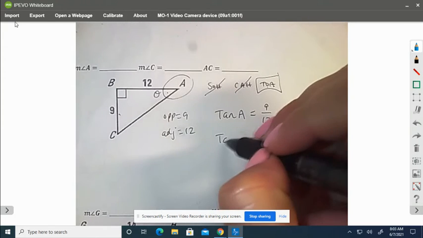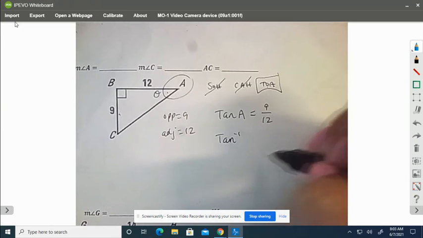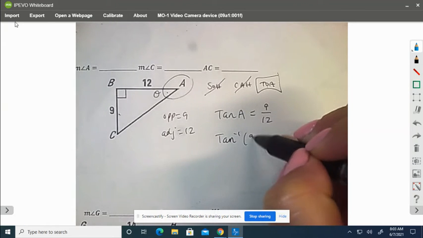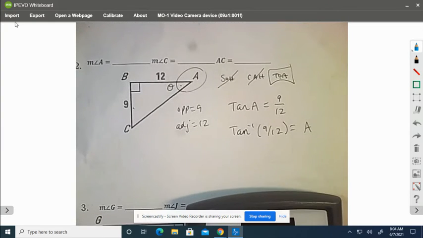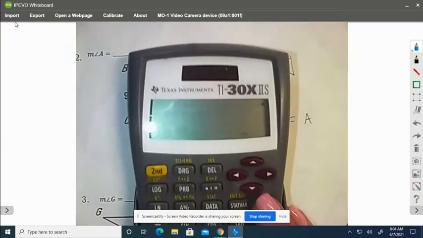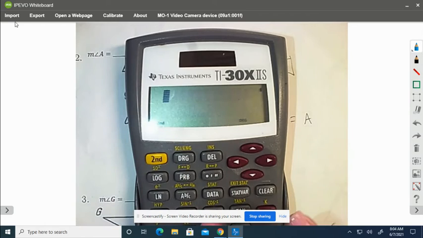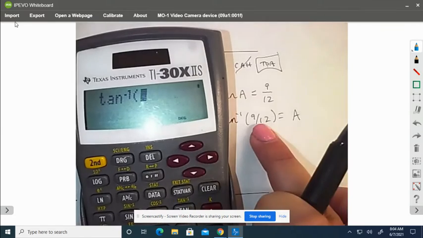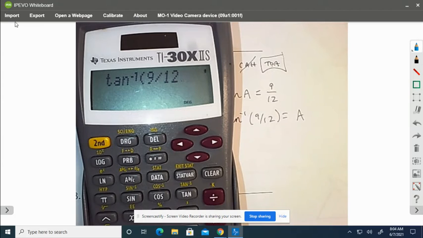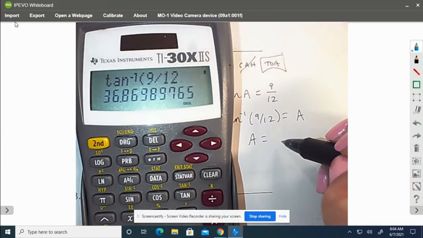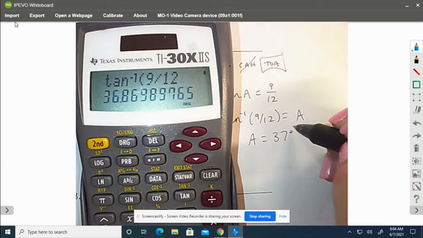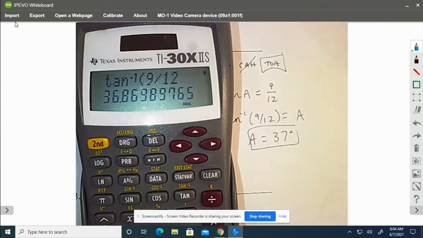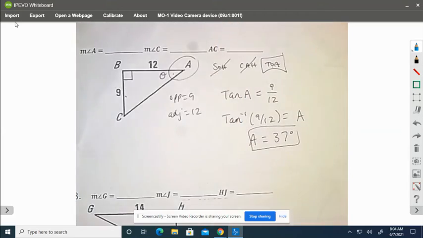To do that in my calculator, I'm doing that second button of tangent, so tan inverse of 9 over 12 should equal my angle A, or my theta. So in my calculator, I'm going to do second tan, and I'm doing 9 divided by 12, enter. That gives me that A is, I'm going to round this to a whole number. So instead of 36.8, I'm just going to say 37 degrees. Okay. So angle A is 37 degrees.